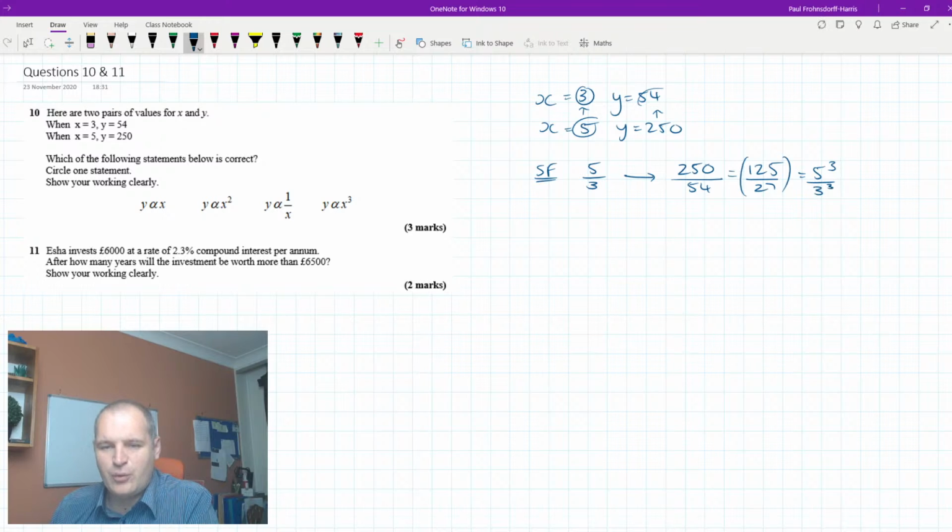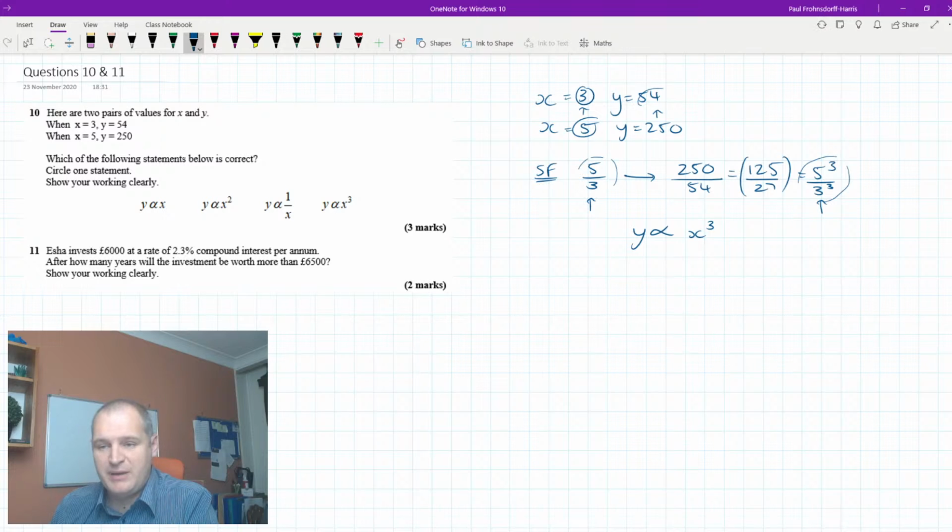So compare that to what we had. The scale factor of 5/3 becomes 5 cubed to 3 cubed. That tells us that the relationship between x and y is that y is proportional to x cubed, because when the x is times by 5/3, the y is times by 5 cubed over 3 cubed. It's something you have to learn.